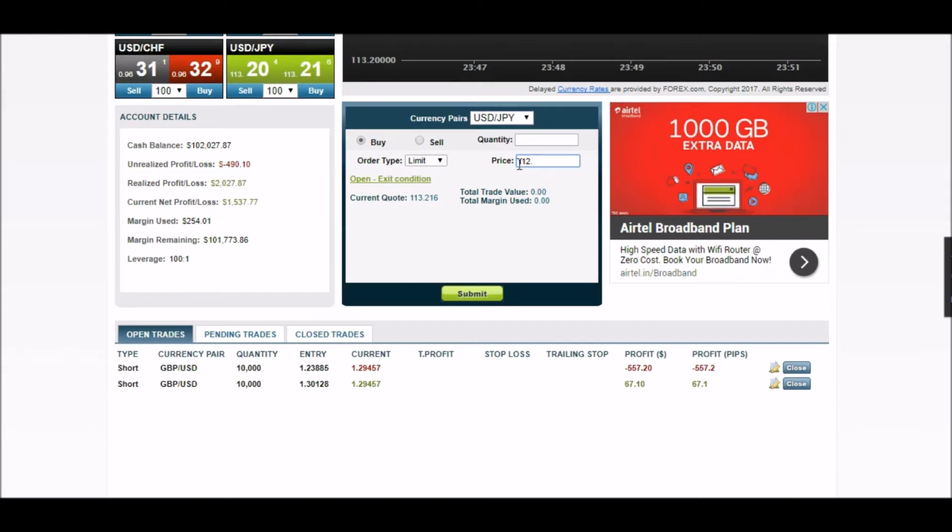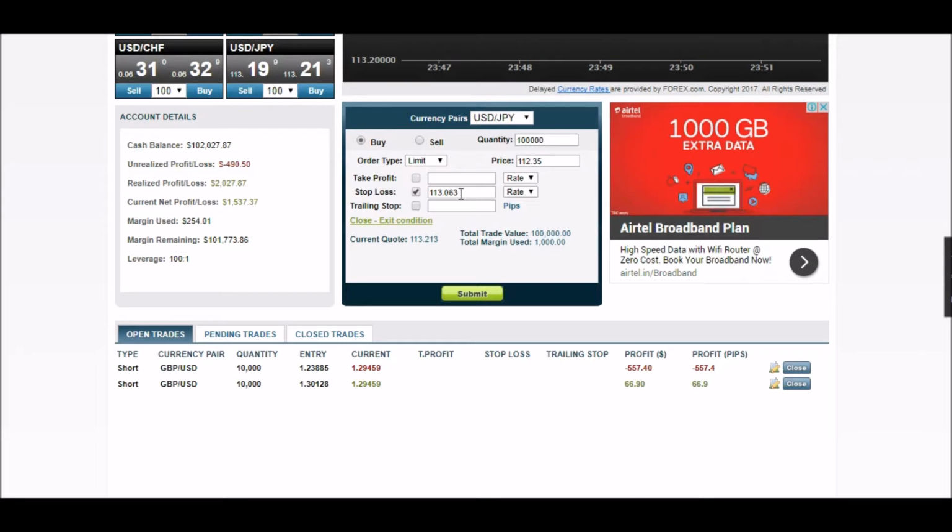maybe 35, 100,000, and the exit condition would be stop loss at 50. Take profit. Let's assume that we feel 113.25 should be enough. Again, on the upside, it should limit the upside.